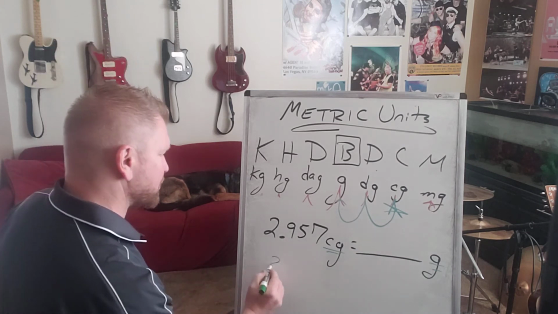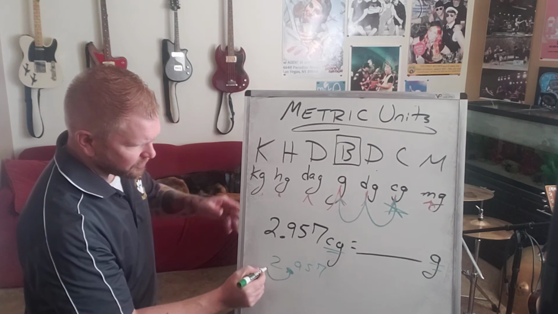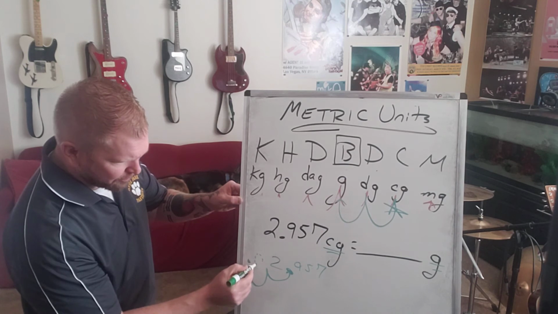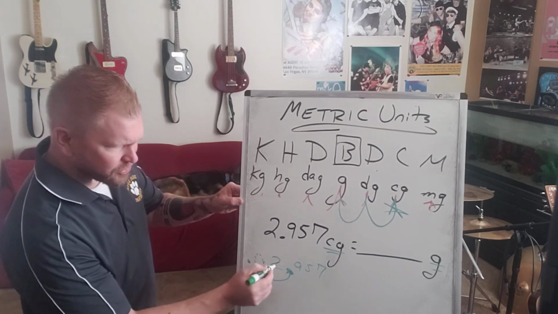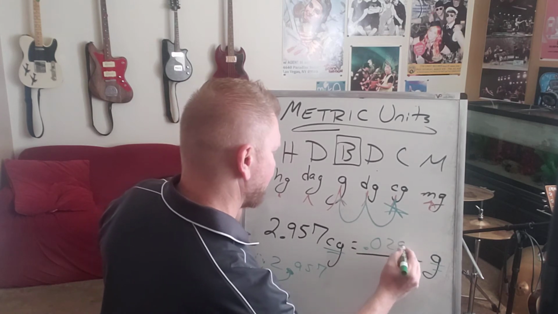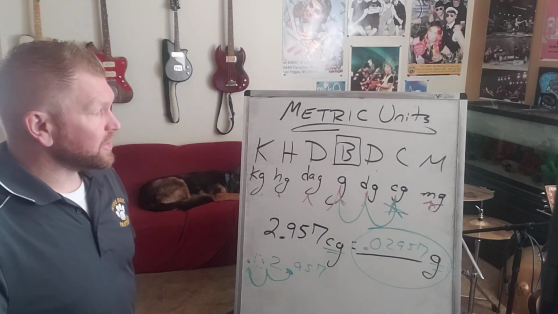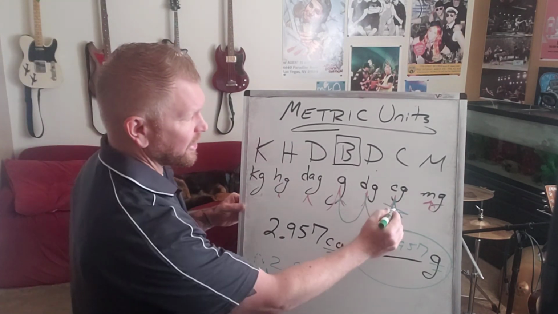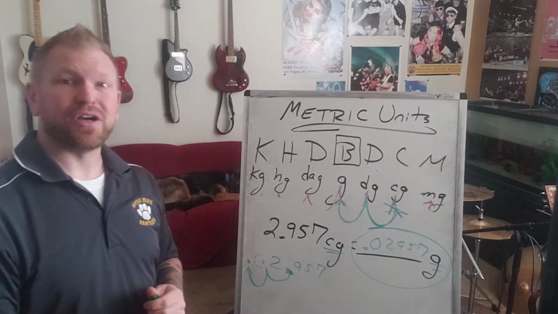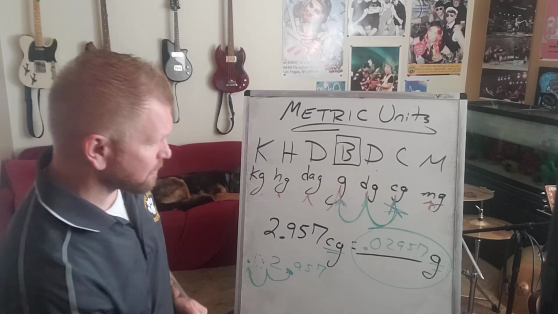So to get the answer, just take that decimal right there and move it once, twice to the left. So now the decimal is there, but I'll need a 0 here to hold my place value. So it's going to be 0.02957. That's how many grams. So really what we did is we divided by 100. Moving the decimal this way once is dividing by 10, moving it again is dividing by 100, but a shortcut for dividing by 100 is just moving the decimal to the left twice.